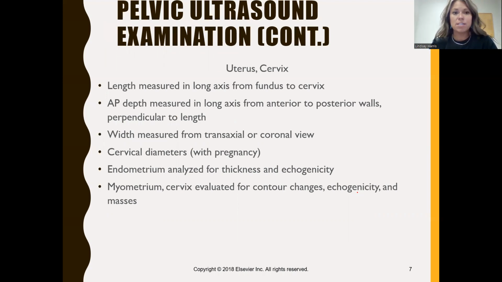I'm going to measure the uterus from the fundus to the cervix, and do an anterior to posterior depth measure and long. We also do width. So the three measurements that you do for the uterus are the length, the AP diameter, and the width. Know those. Sometimes we'll do cervical diameters if they are pregnant. The endometrium is also analyzed for thickness and echogenicity. So we'll measure the endometrium in an anterior to posterior measurement, so AP. And then we're going to look at the myometrium to make sure that the contour is fine, there are no masses, and the echogenicity looks good.